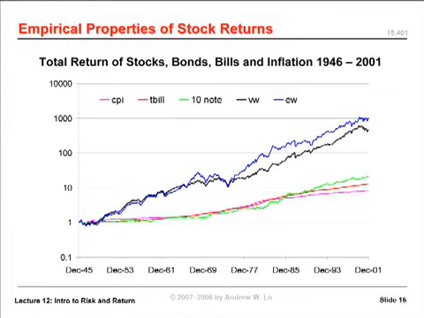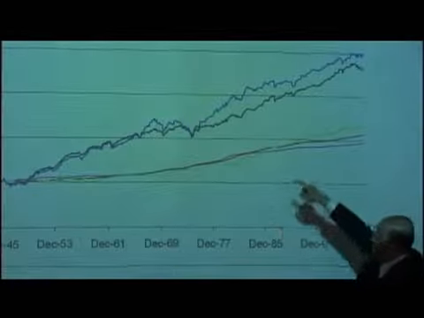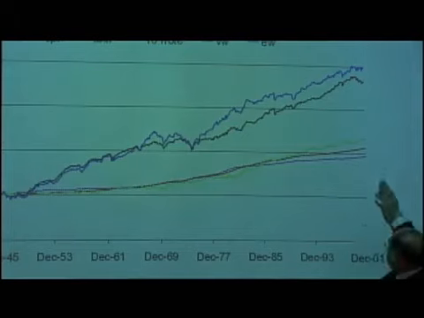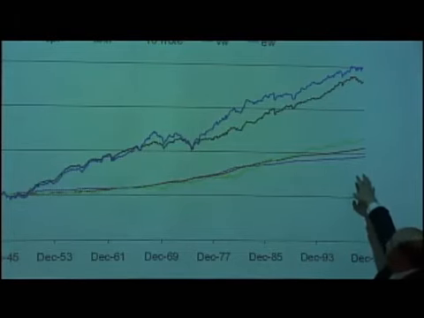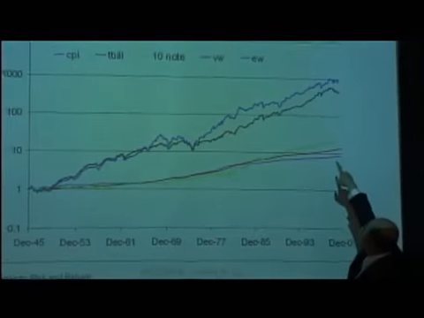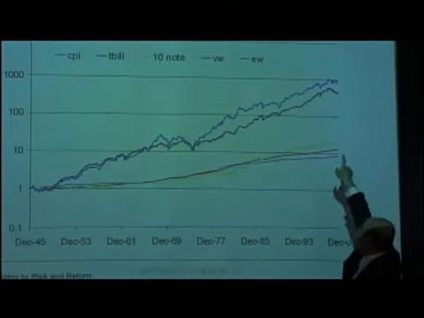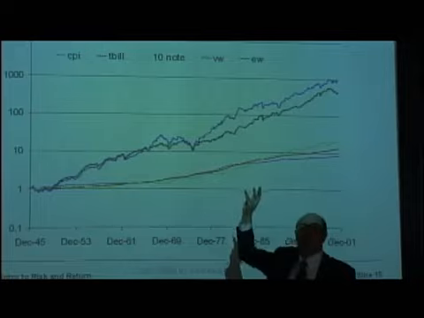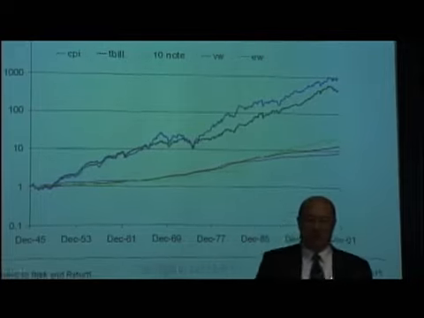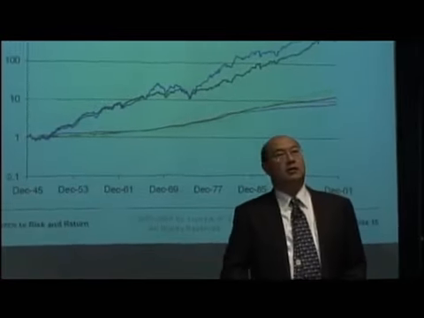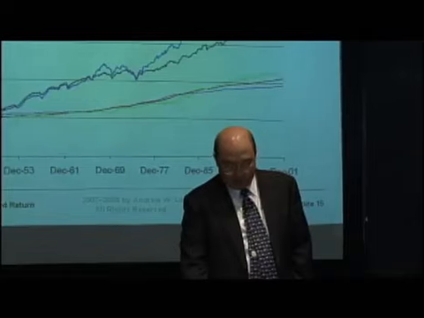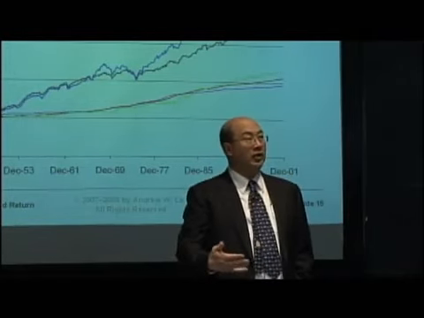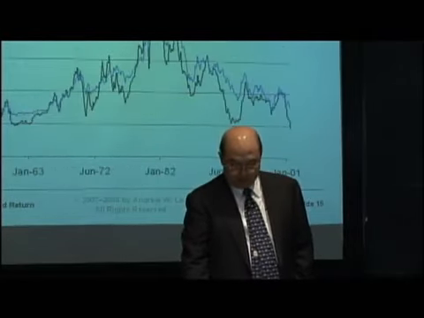In the sense that you're looking at T-bills down here. So $1 invested in one of these will give you maybe $10 at the end of 2001, but you're looking at a much, much larger return for either the value-weighted or equal-weighted indexes, right? More risk, more expected return. That's the message that you get from looking at the basic data here.